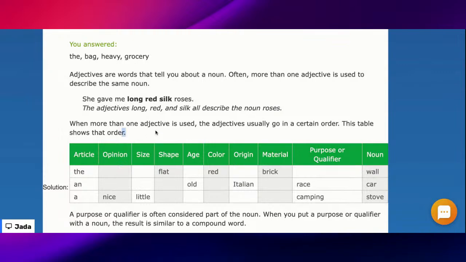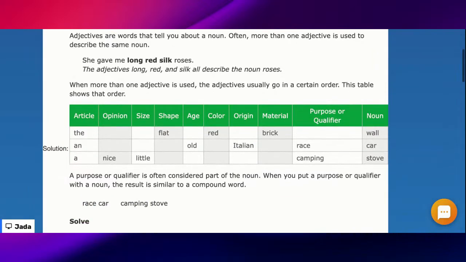When more than one adjective is used, the adjectives usually go in a certain order. This table shows that order. So if we have more than one adjective used, it usually goes in a particular order.